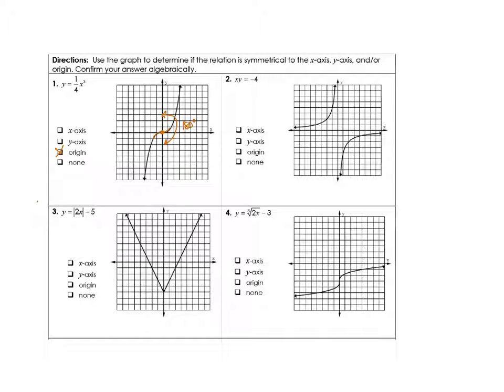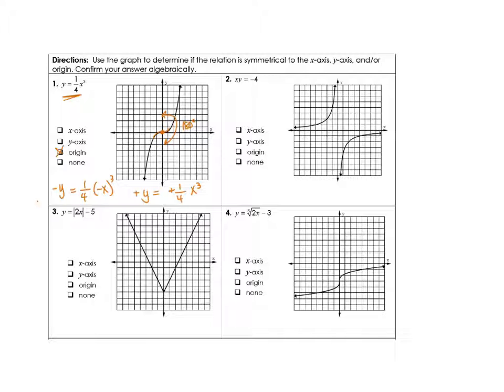Now the test for that is we need to substitute in both a negative y and a negative x. And when we work through that, notice we have negative y equals negative 1/4 x cubed. And if we simplify those negatives, we do get back the original function.